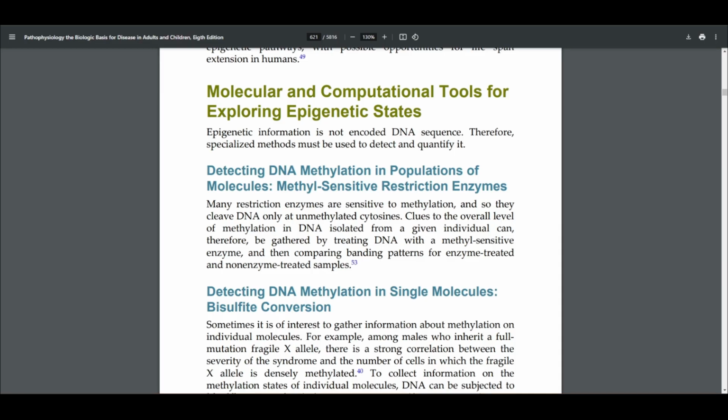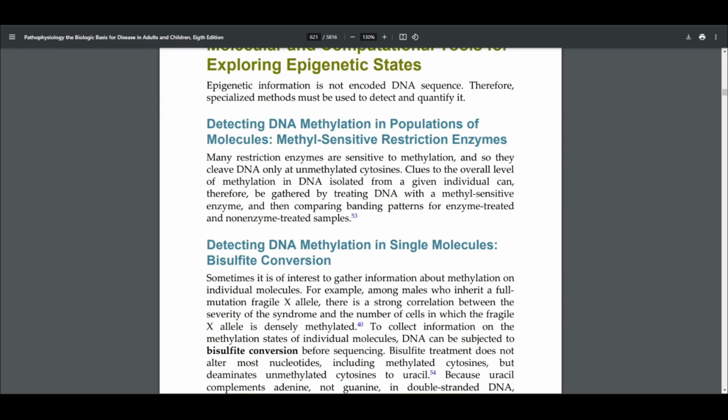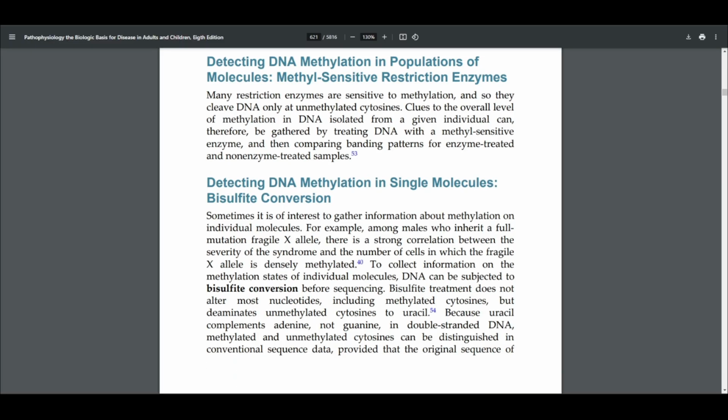Epigenetic information is not encoded in DNA sequence. Therefore, specialized methods must be used to detect and quantify it. So, detecting DNA methylation in populations of molecules: a methyl-sensitive restriction enzyme. Many restriction enzymes are sensitive to methylation, and so they cleave DNA only at unmethylated cytosines. Clues to the overall level of methylation in DNA isolated from a given individual can therefore be gathered by treating DNA with a methyl-sensitive enzyme, and then comparing banding patterns for enzyme-treated and non-enzyme-treated samples.